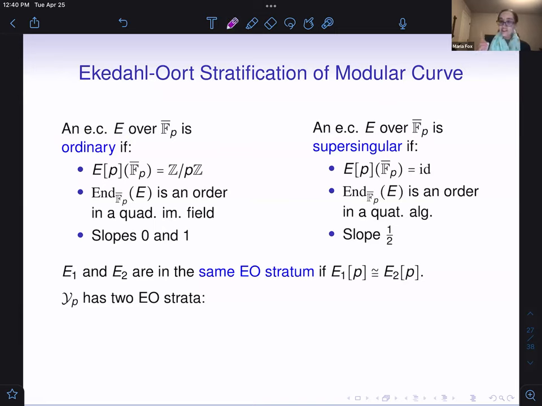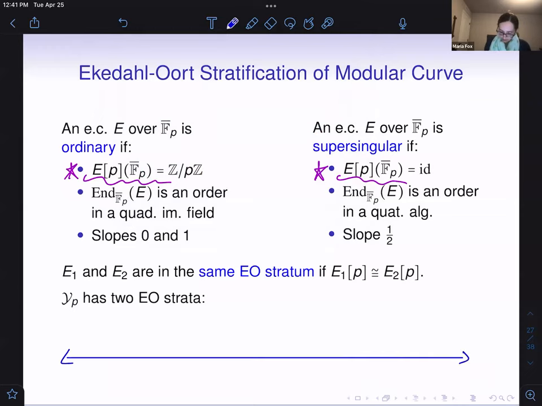Now, for this stratification, I want to focus on the first condition. We say two elliptic curves are in the same Ekedahl-Oort stratum if their p-torsion, not their p-torsion points, but their p-torsion group schemes are isomorphic. What's confusing about the modular curve example is that the Ekedahl-Oort stratification happens to be the same as the Newton stratification, but in our higher dimensional examples, these are not the same. So we're going to focus on this definition, but it actually produces the same decomposition.